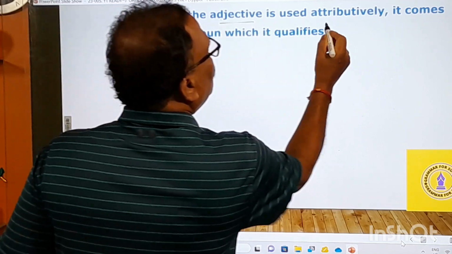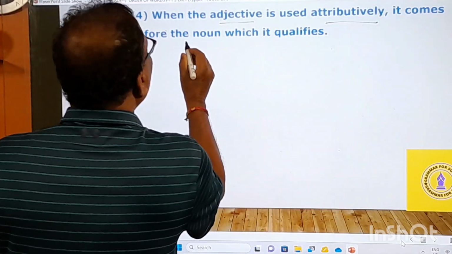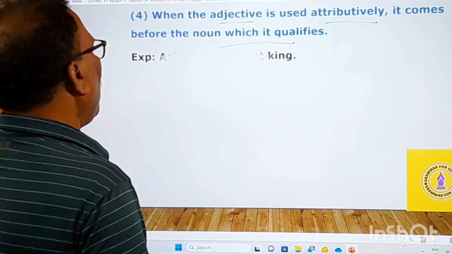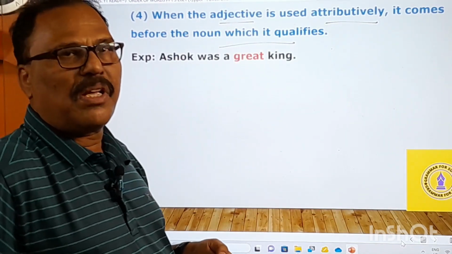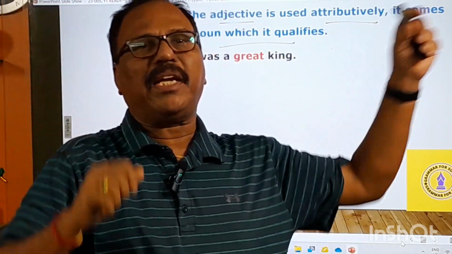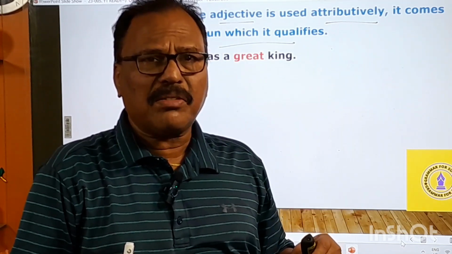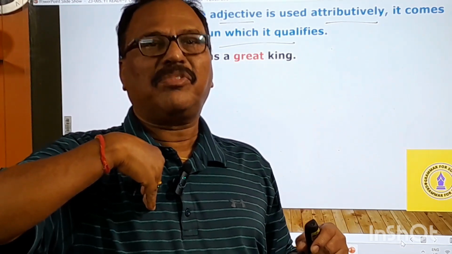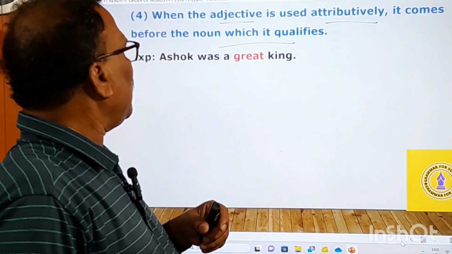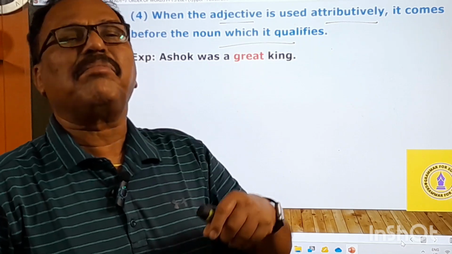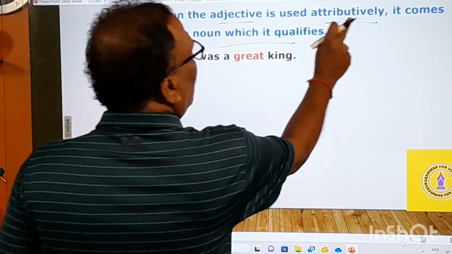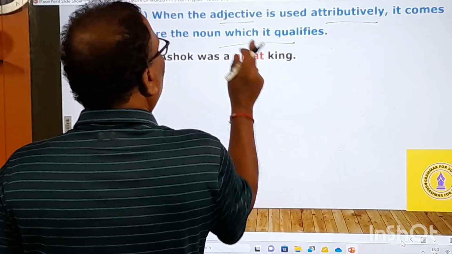When the adjective is used attributively, it comes before the noun it qualifies. This is an important one. You know about the use of adjectives. Adjectives are used only in two ways: attributively and predicatively. Attributively means what? With a noun. Predicatively means what? With a verb. Here you see that when the adjective is used attributively, it comes before the noun.